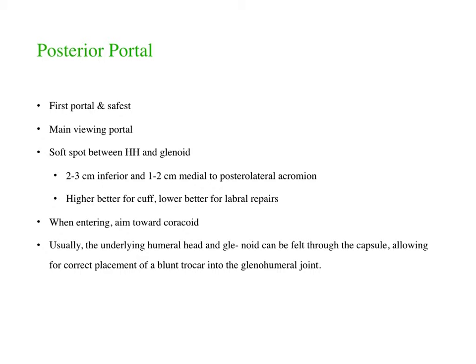The posterior portal is the first and safest portal to prepare. A standard posterior portal is a typical starting portal for access to the glenohumeral joint and subacromial space. It is usually used as your main viewing portal throughout your procedure. You can palpate a soft spot in the posterior glenohumeral joint to ensure appropriate placement. You can measure this for a guesstimate to be 2 to 3 centimeters inferior and 1 to 2 centimeters medial to the posterolateral aspect of the acromion.